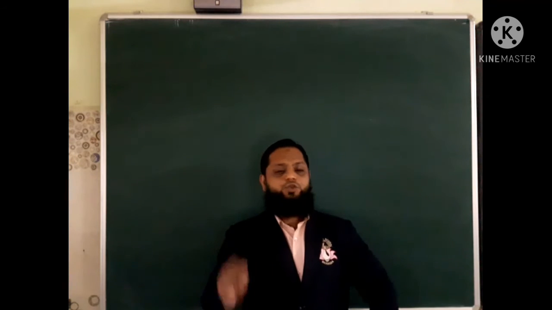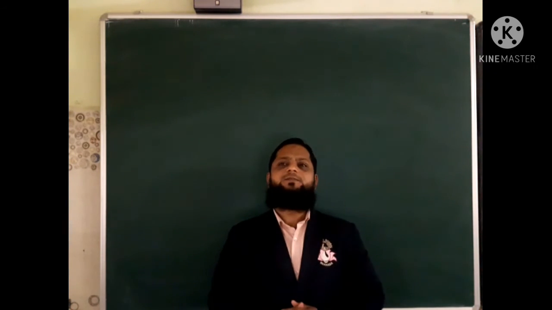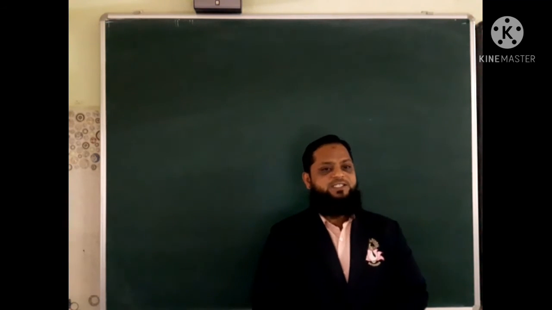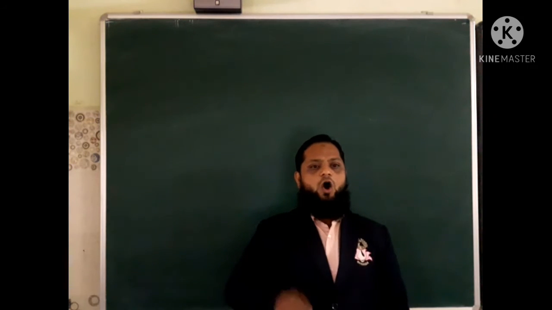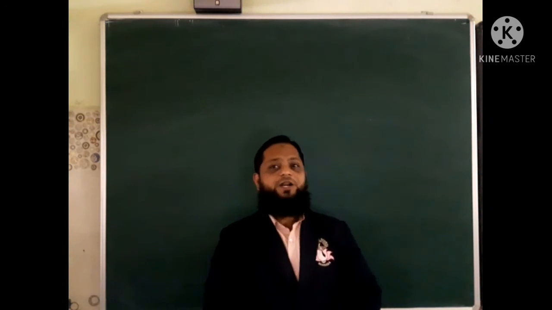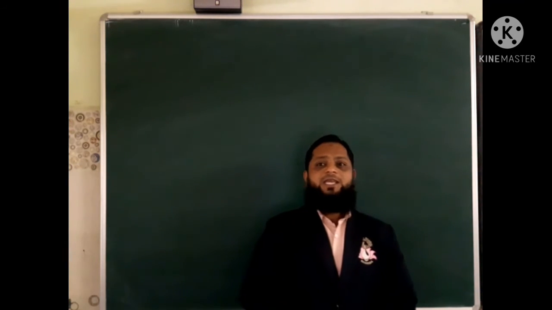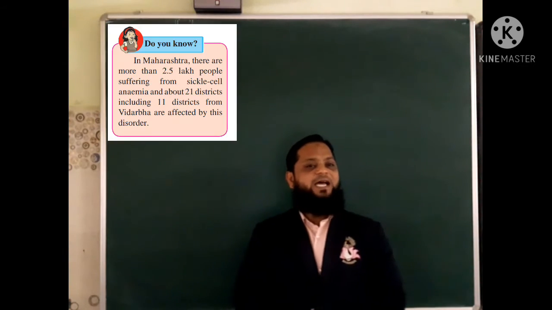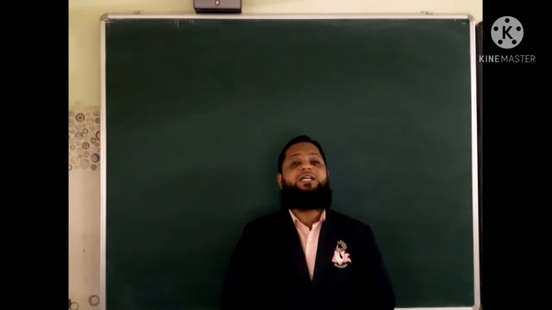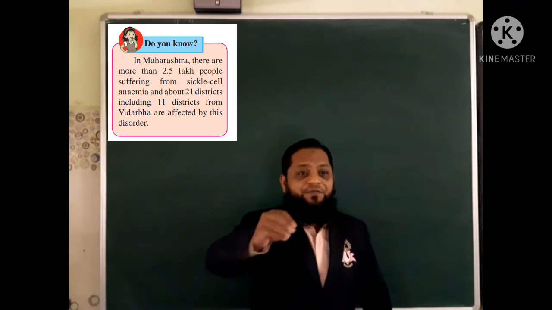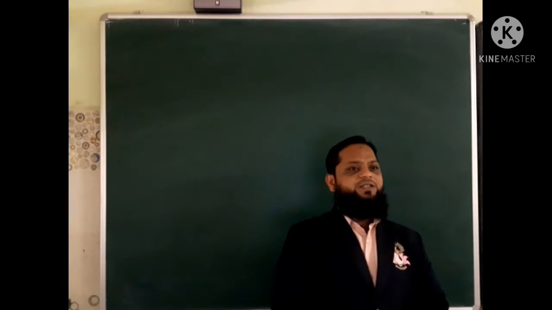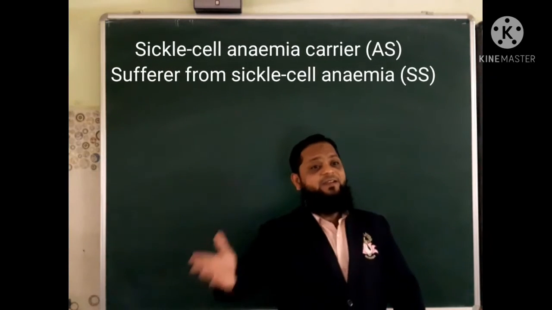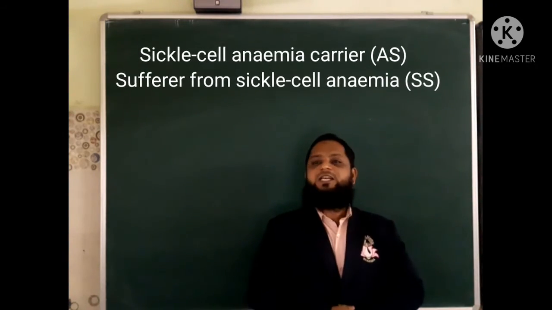Sickle cell anemia is a hereditary disease. Hereditary disease means what? A disease transferred from parents to offspring. Such diseases are said to be hereditary diseases. Sickle cell anemia occurs due to a change in the genes during the process of replication of the DNA molecule. In Maharashtra, there are more than 2.5 lakh people suffering from sickle cell anemia, and about 21 districts including 11 districts from Vidarbha are affected. Dear children, there are two types of persons affected by sickle cell anemia. One is a sickle cell anemia carrier, and the second is the sufferer from sickle cell anemia.